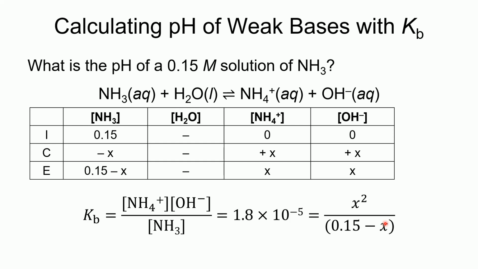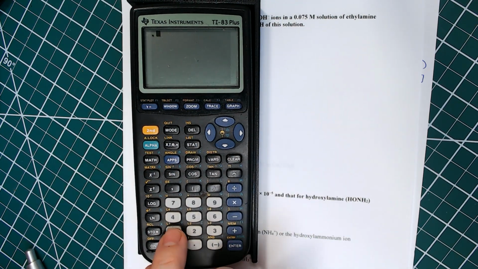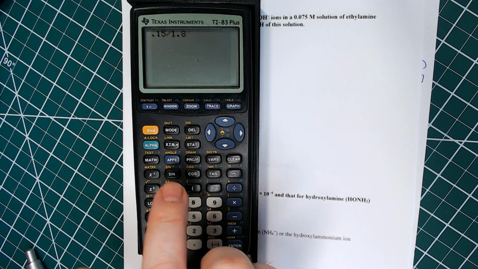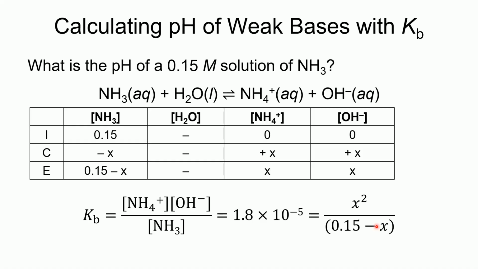I'm going to very quickly go over to my document camera and show my calculator. So here is my calculator, and we're going to put in 0.15 divided by 1.8 times 10 to the negative 5, and you'll see we get 8,333. That is definitely bigger than 400, so that means it's okay to neglect x. So now we're going to neglect it all over the place here.